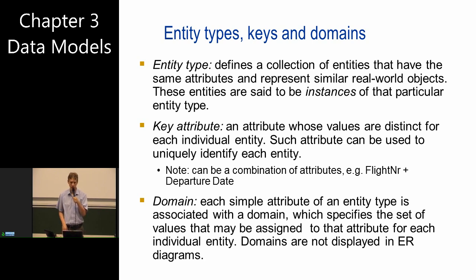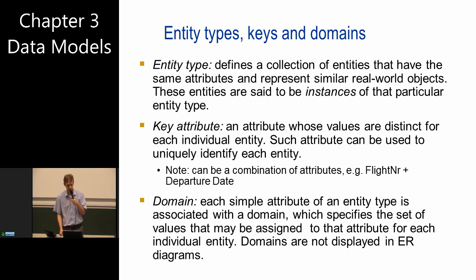Note that a key attribute does not need to be a single attribute, like student number. Student number is a single attribute. The key attribute can also be a combination of two attribute types. Think about a flight administration example. You have a flight that has a flight number and a departure date. So which one would be the key attribute, flight number or departure date?